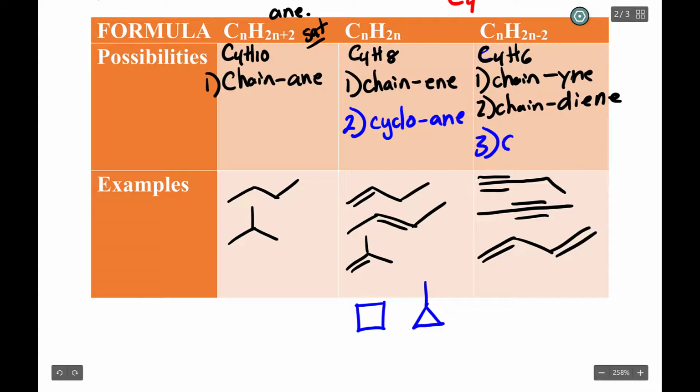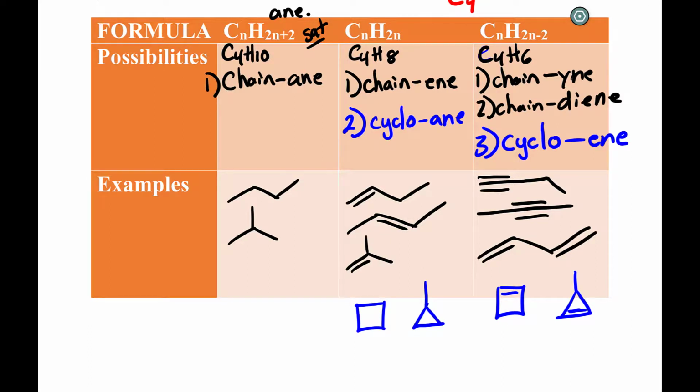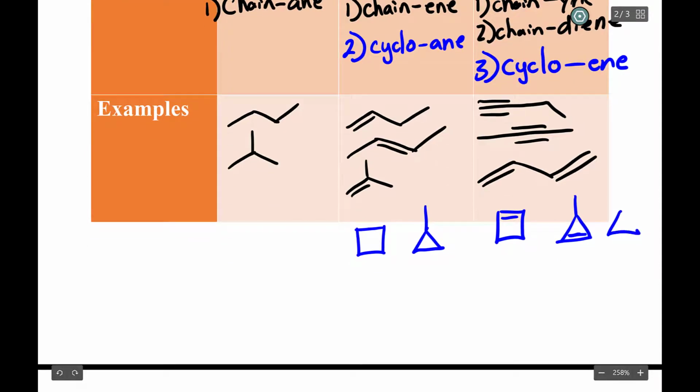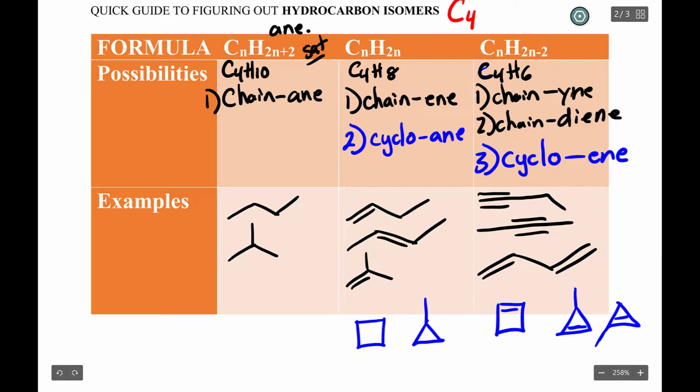And 3, I could have a cycloalkene. So I could have cyclobutene, or I'm not sure if this exists in reality, but this is cyclopropene with a methyl group on there. And I could also have a cyclopropene with a methyl group there. So again, there's lots of different possibilities. The fewer hydrogens you have, the more manipulations you can really do.